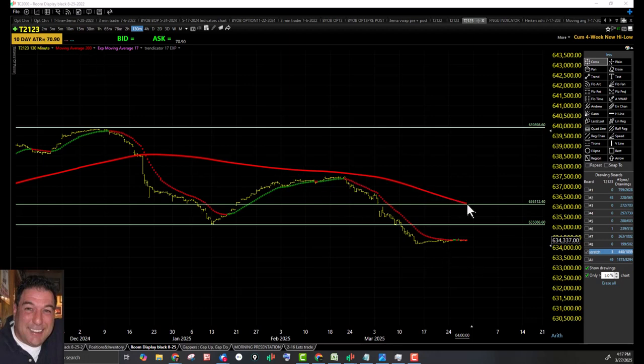Again, caught under that fading 200. Here's two prior all-time highs. Here's an all-time high up here. We're way off of trying to find support here. So that's T2123. Let's take a look at FNGA.